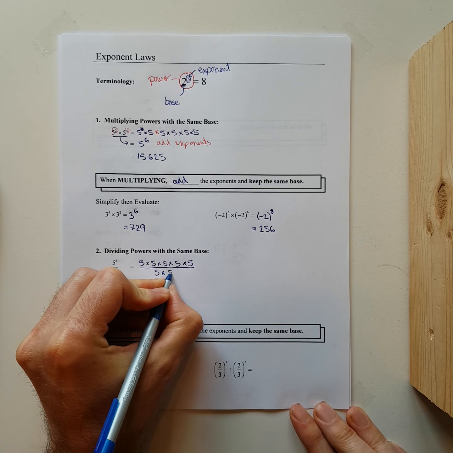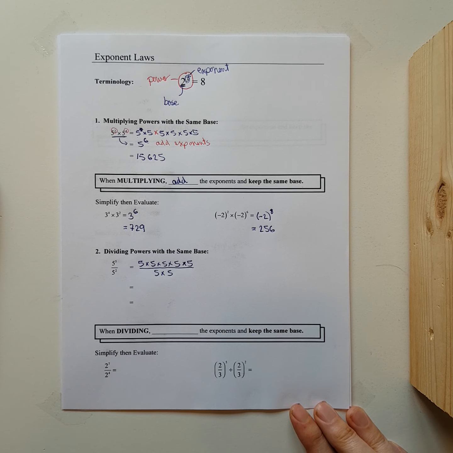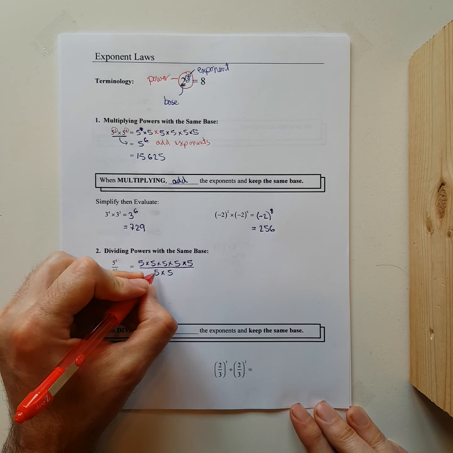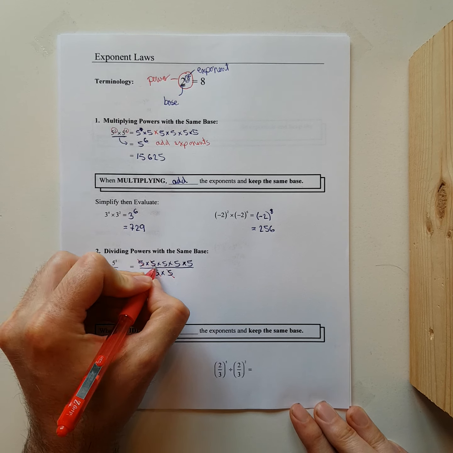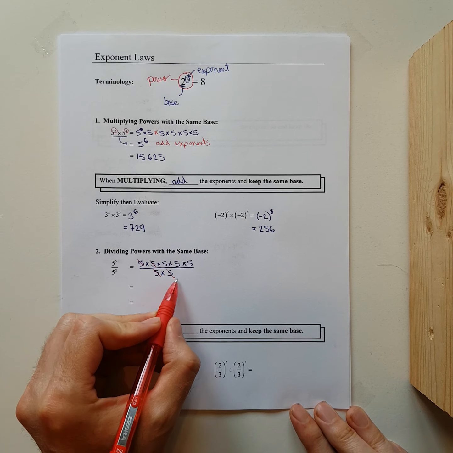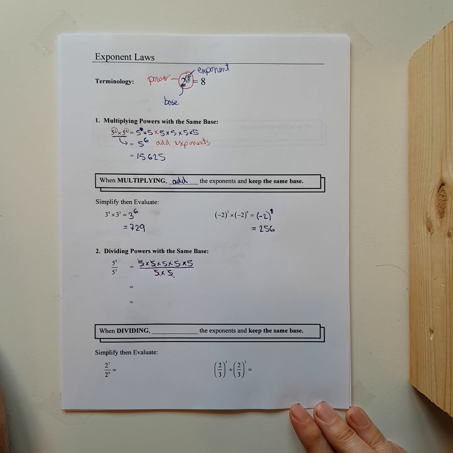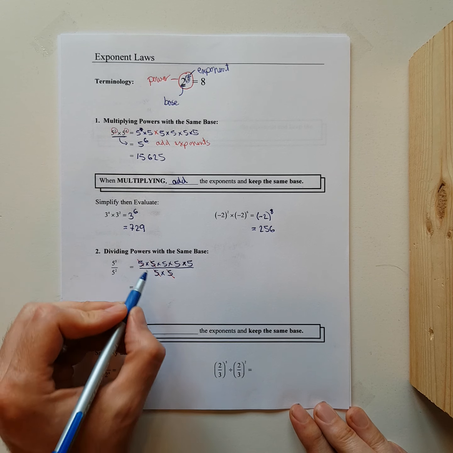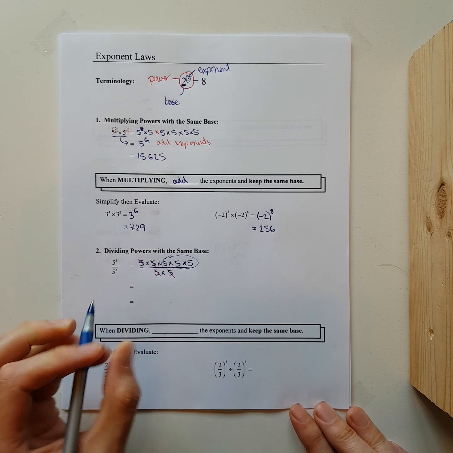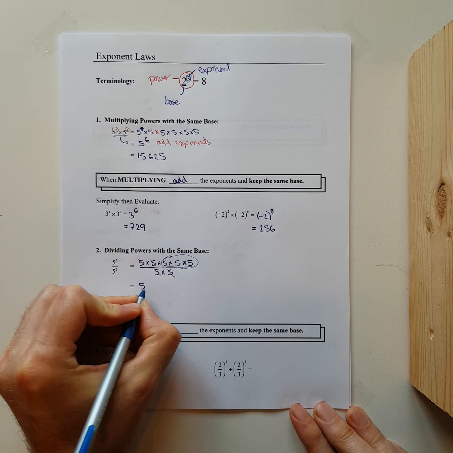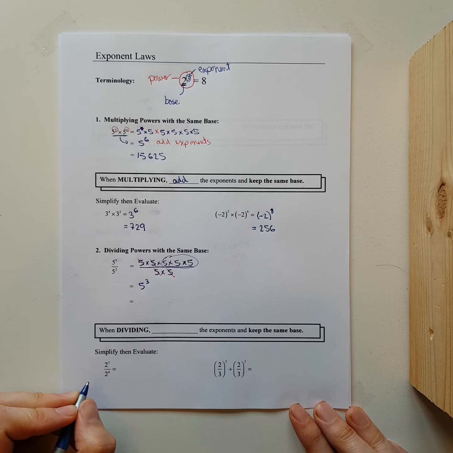So 5 times 5. As we divide here, what we can do is say, well, this will divide one of the 5s out from the numerator. This one will divide a second 5 out from the numerator. But you'll notice that we don't have any 5s left over. So if these are now all divided out, we are left with these 3. So I'm left with 5 to the exponent 3.